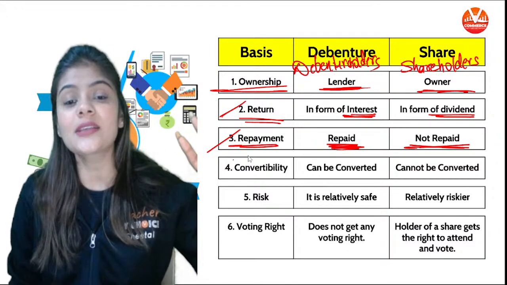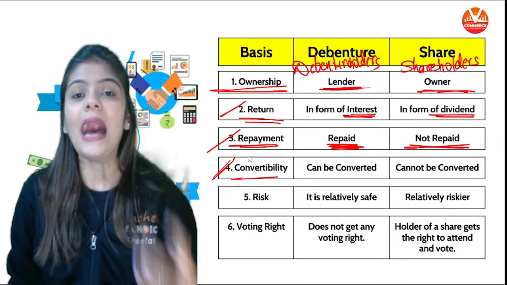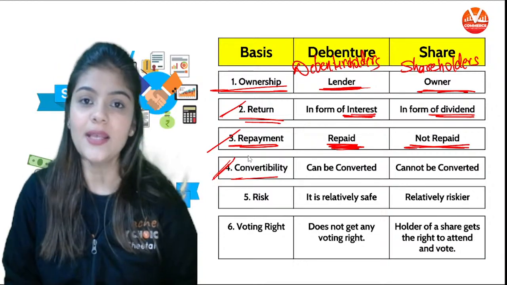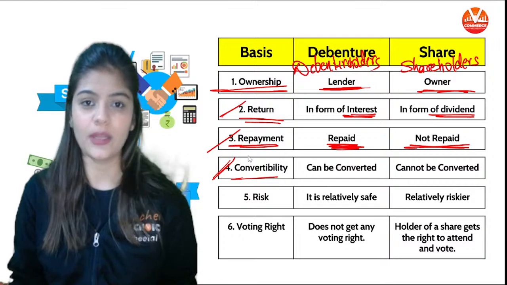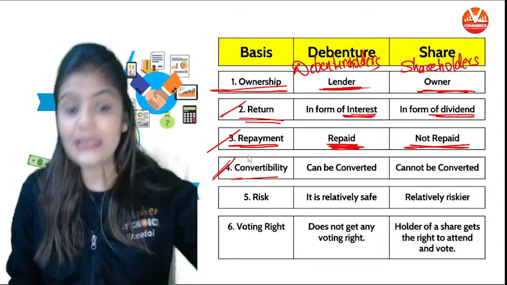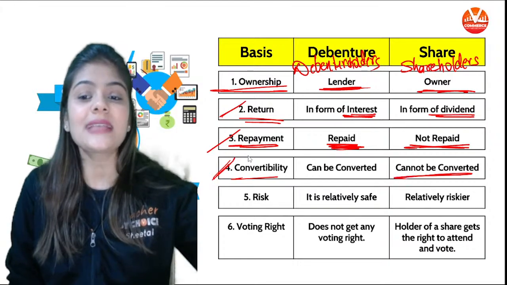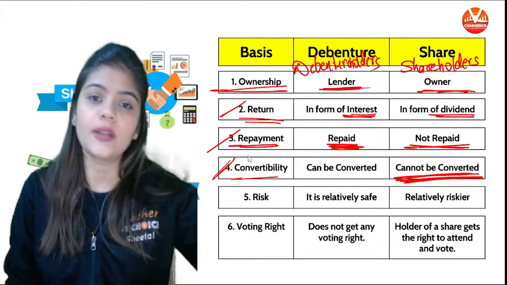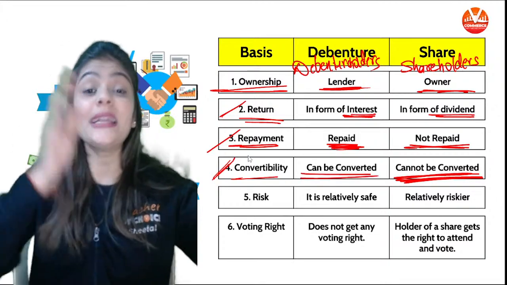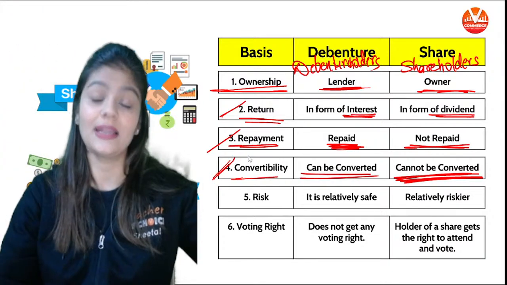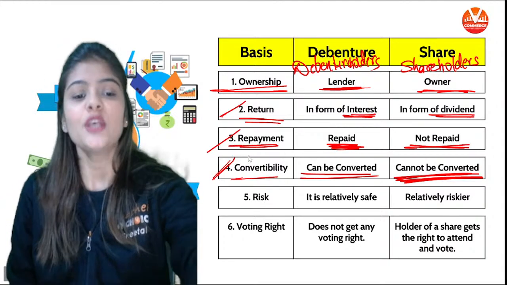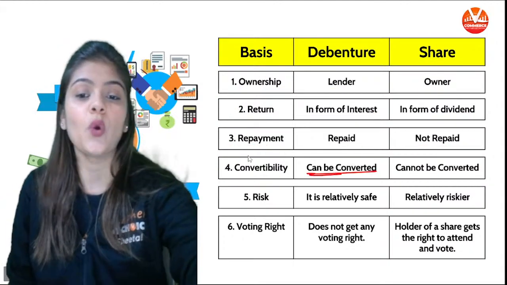Fourth point is convertibility. Are these convertible? क्या हम इनको कन्वर्ट कर सकते हैं? So shares are not convertible. आप shares को किसी और सिक्योरिटी में कन्वर्ट नहीं कर सकते. Shares cannot be converted. But debentures can be converted into shares. So yes, debentures are convertible.